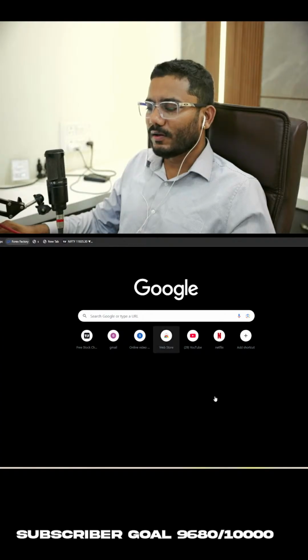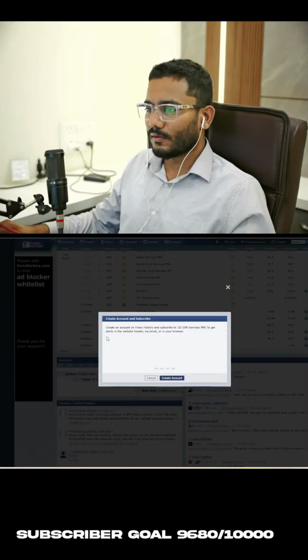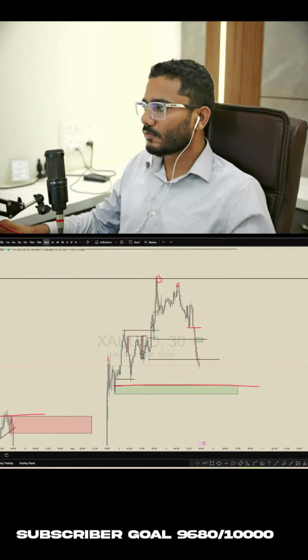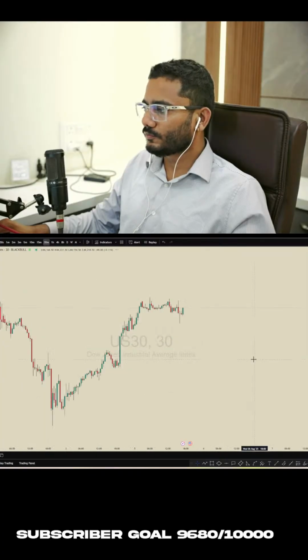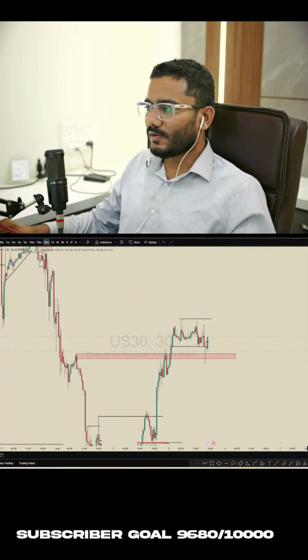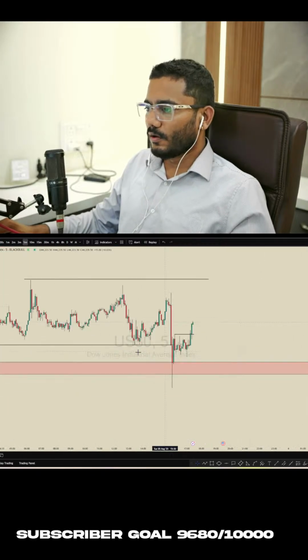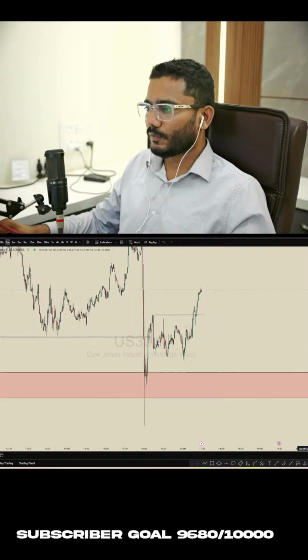News is at 7:30, in 2 hours, but I don't think it will impact that much. US 30, I'm bullish on US 30. I'm waiting for price to do a liquidity sweep again here.